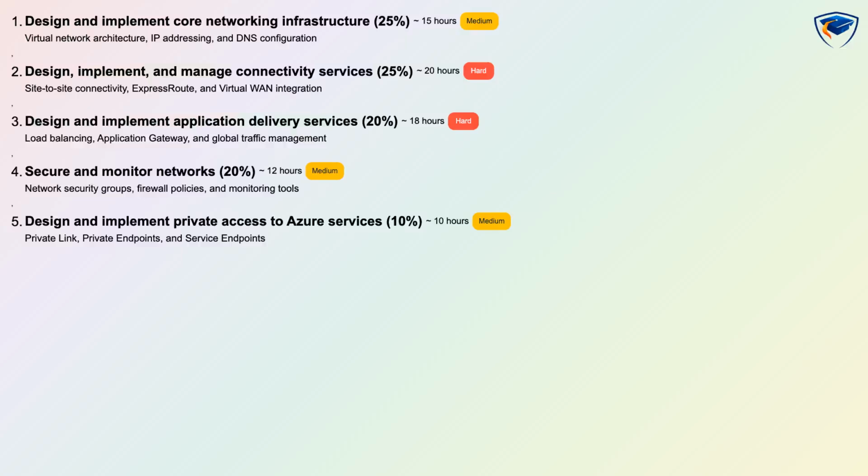The third domain, Design and Implement Application Delivery Services, makes up 20% of the exam and covers load balancing, application gateway, and global traffic management. The fourth domain, Secure and Monitor Networks, makes up 20% of the exam and focuses on network security groups, firewall policies, and monitoring tools. The final domain, Design and Implement Private Access to Azure Services, makes up 10% of the exam and covers private link, private endpoints, and service endpoints.